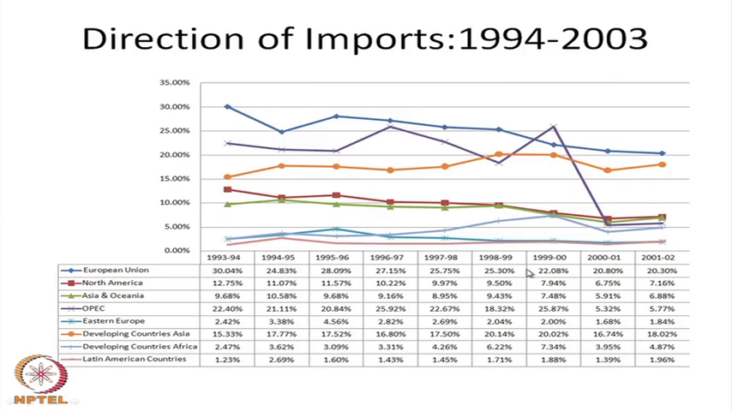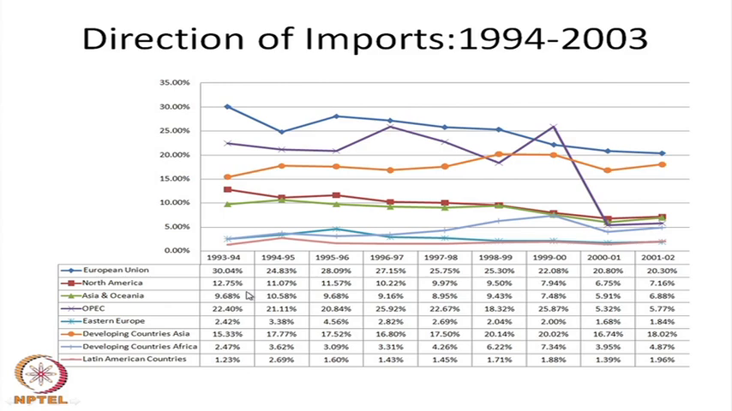If you see the period 94 to 2003, the European Union's share in our import basket is declining. It was nearly 30% in 93-94, and declined to nearly 20% in 2002-2003. However, the OPEC countries' share is also declining, because India has shifted its crude oil imports to other countries. Because of this, to some extent there has been a change in the import basket. However, North America, Oceania, developing countries within Asia, developing countries within Africa and Latin American countries, their share in our import basket has been increasing over the years.